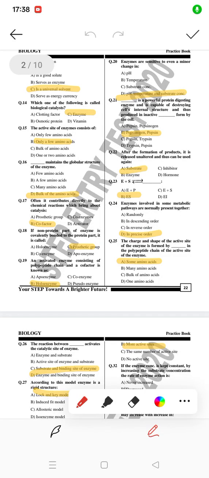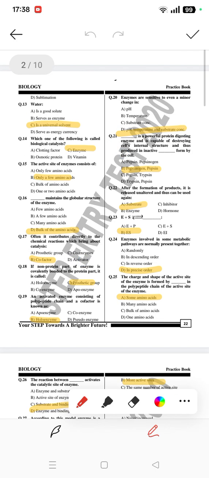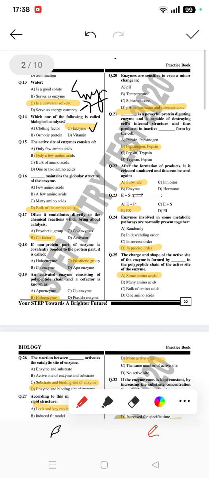In the last video we did MCQs for biological molecules. Today we are going to do MCQs for enzymes. So the enzymes MCQs are starting from here. Which one of the following is called a biological catalyst? The catalyst is just the enzyme, because its definition is already a biological catalyst which speeds up reactions. Clotting factor, osmotic protein and vitamins don't suit.